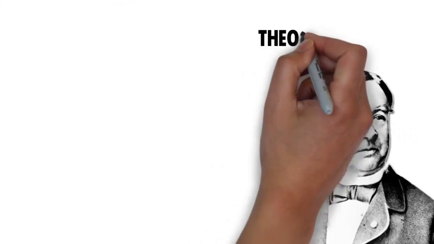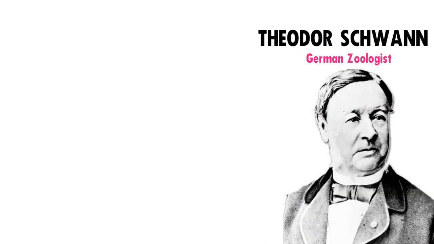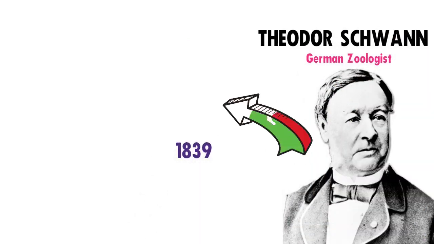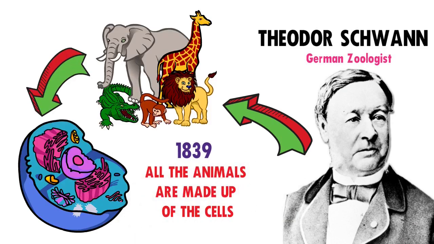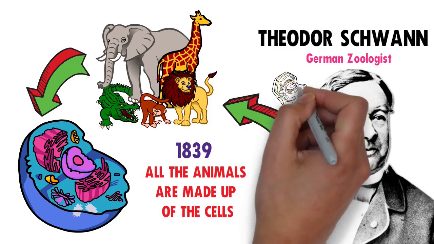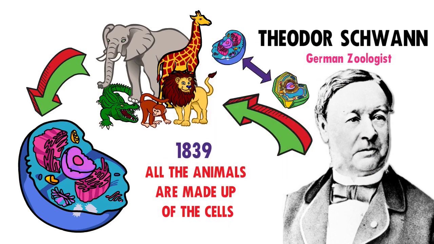Then, the second one is also a German zoologist, Theodor Schwann. In 1839, he observed different animals and clearly stated that all the animals were also composed of cells. When he was observing the animals, he pointed out that the animals' cells had nuclei, but they lacked cell walls. From that time, the differences between plant and animal cells began to be noticed.